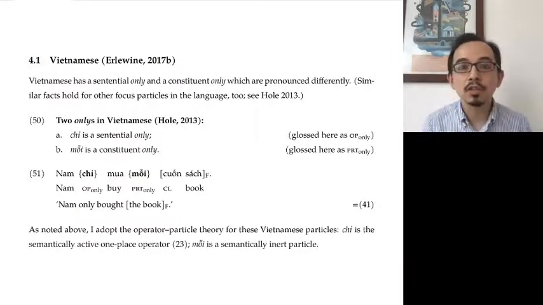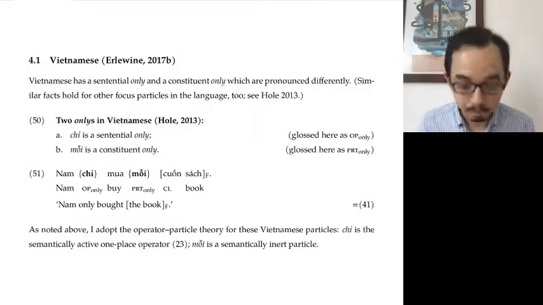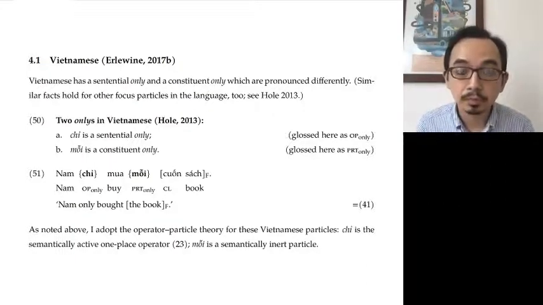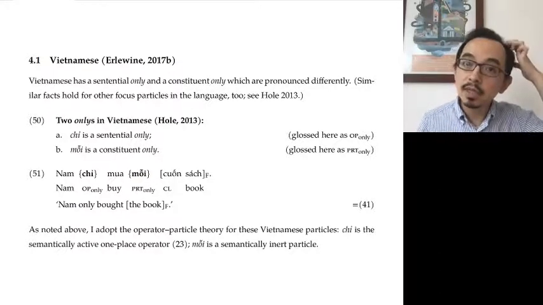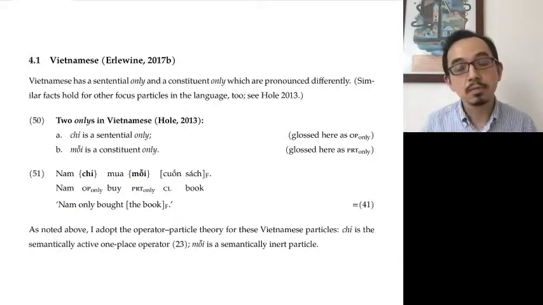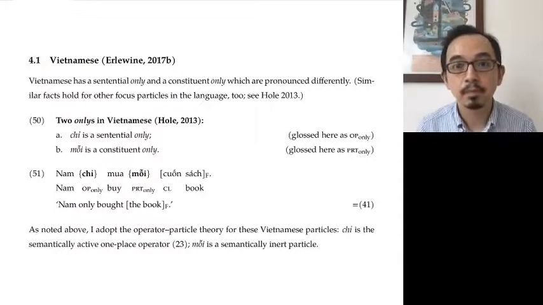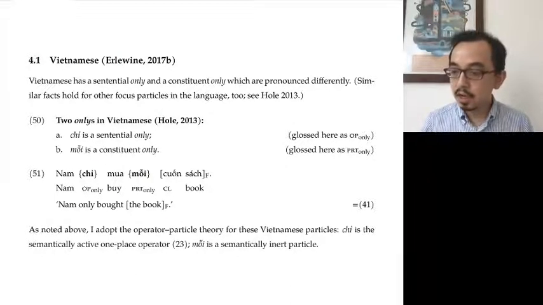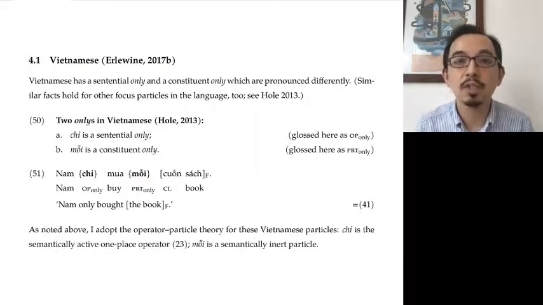I want to return to that. In the case of sentential only in English, everything that only c-commands can be focused, right? That's right. But in the case of constituent only, it just appears right before that constituent, right? It still doesn't have to. It's still c-command, but it has a very narrow scope over the constituent. It's much more limited in terms of where the focus can be.